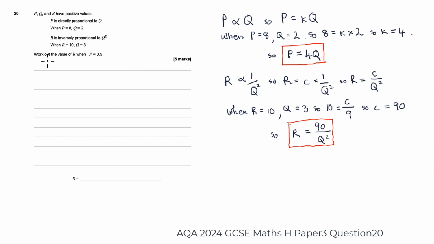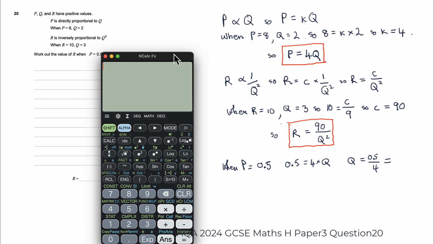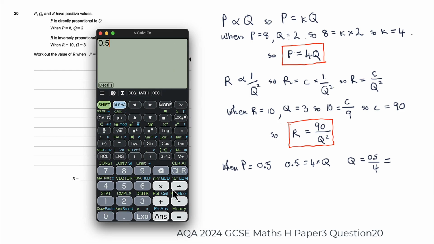Okay, so what's the question now asking us? It says we have to work out the value of R when P is 0.5. So when P equals 0.5, now we're armed with a couple of formulas. We have to find R. Well, first of all, we can put P into this formula. We'll get 0.5 is 4 times Q. So how do we find Q? We'll divide both sides by 4. So Q equals 0.5 divided by 4, which is 0.125.